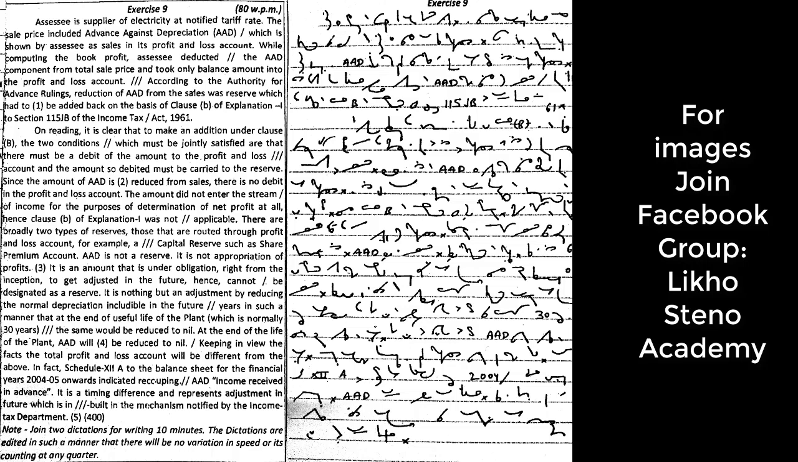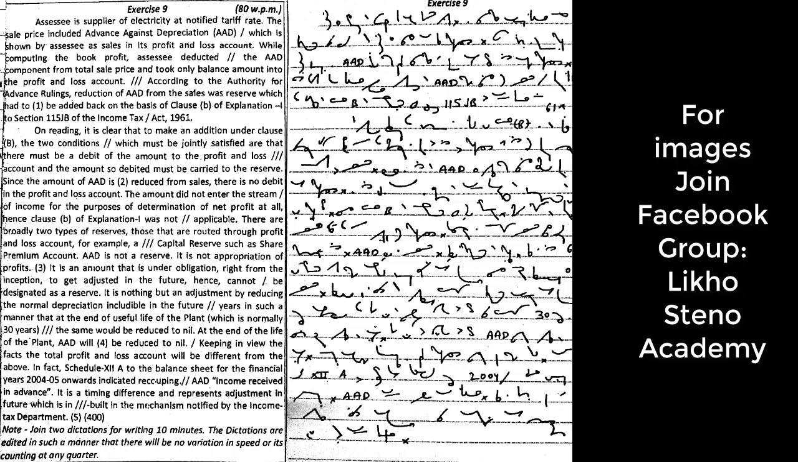According to the authority for advance rulings, reduction of AAD from the sales was reserve, which had to be added back on the basis of clause B of explanation 1 to section 115JB of the Income Tax Act 1961.